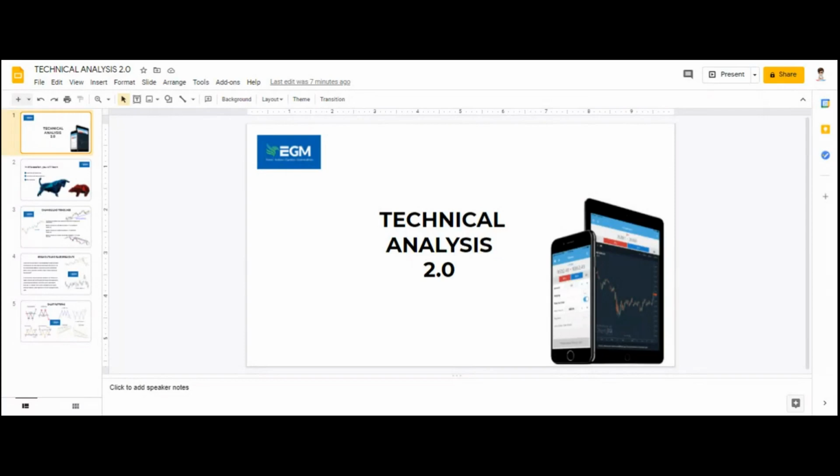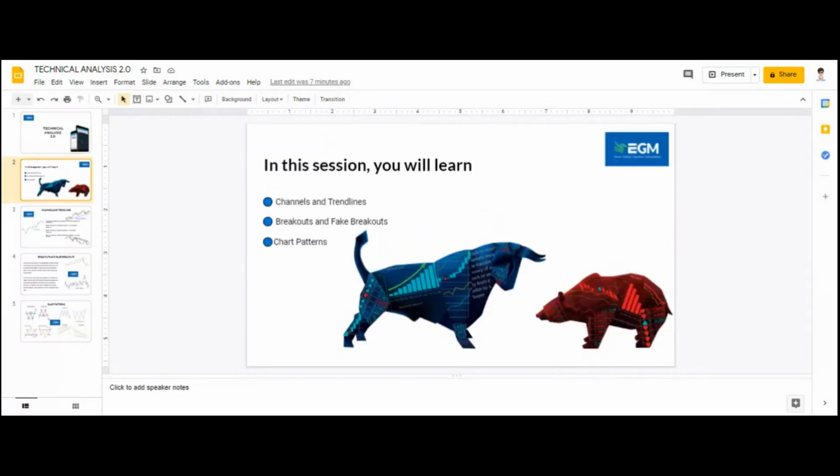So, to what we'll be doing today. What we'll be doing today is very, very simple. In this session, we'll be talking about channels and trend lines, breakouts and fake breakouts, chart patterns. Those are the things we'll be talking about. So I want everybody to get a piece of paper and take notes, because this class is going to be amazing. It's going to be mind-blowing. Let's just put it that way.